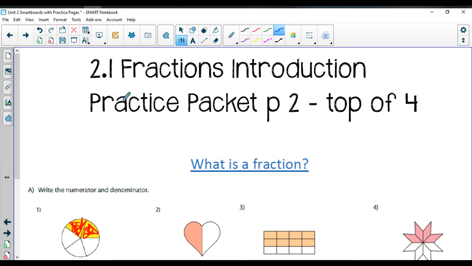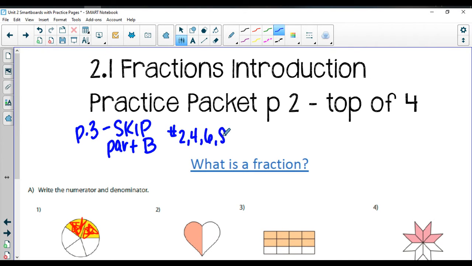Just as a side note, on page 3, we are going to skip in part B, down in the bottom right corner. We're skipping number 2, 4, 6, and 8. So when I get to that part of the video, I will just cross those off and I'm not going to go over them with you.